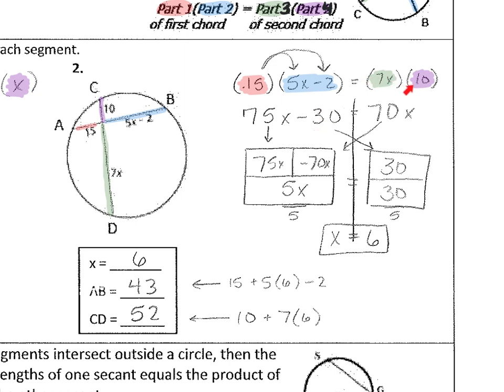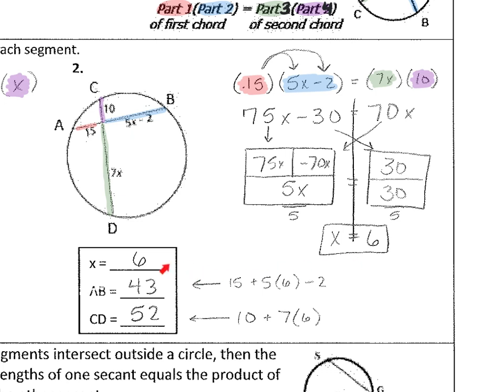7x times 10, I multiply together. 7 times 10 is 70, so this is 70x. After that, I solve for x, and this one I showed the box method, so you had some nice box method practice on your paper. Organize the way we need to, combine like terms the way we need to, and divide the way we need to. We get that x is equal to 6.